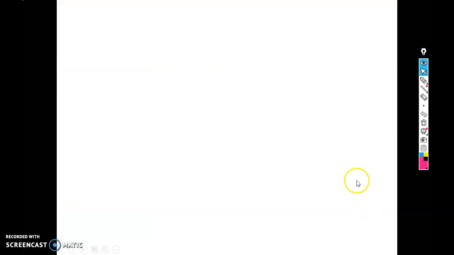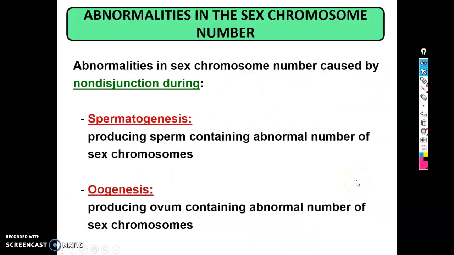Okay, saya nak bentang balik. I need to explain back about the spermatogenesis or abnormalities in sex chromosome numbers. Non-disjunctions occur during spermatogenesis. I have problems to explain about this, a little bit confused. Spermatogenesis produces sperm containing abnormal numbers of sex chromosomes. Oogenesis was settled.